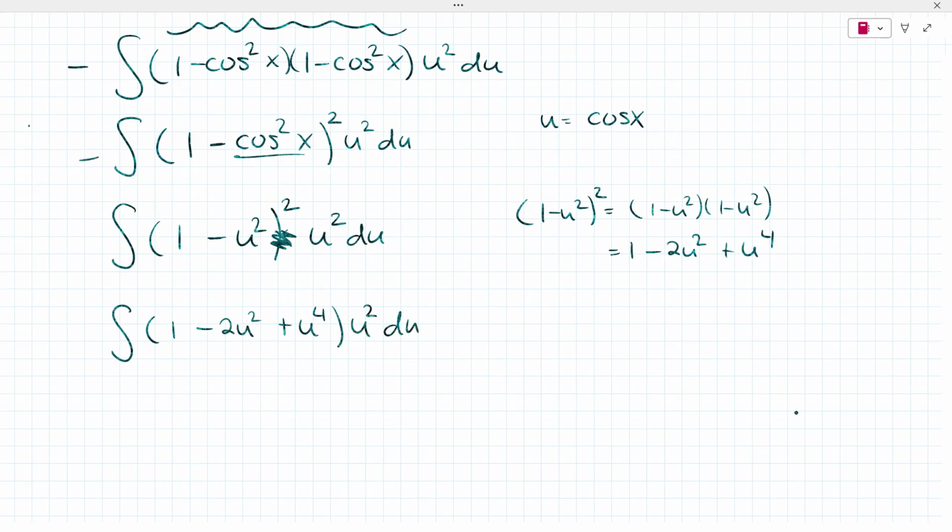Don't forget I still had this extra minus. And then FOIL out this u, so this is going to be u squared minus 2u, u squared times negative 2u squared is negative 2u to the fourth plus u to the sixth du.